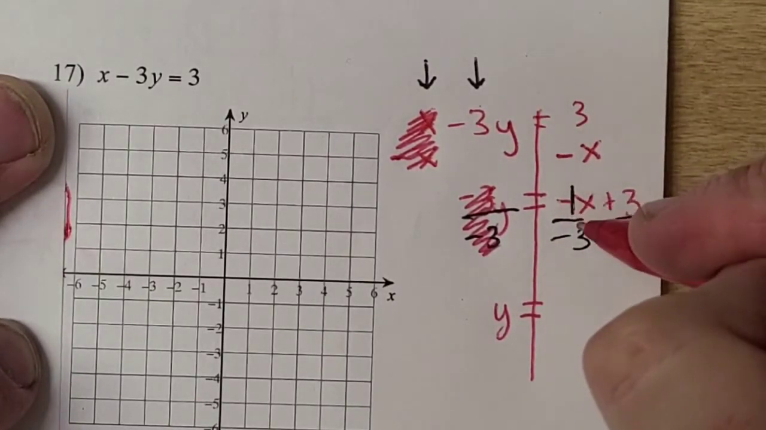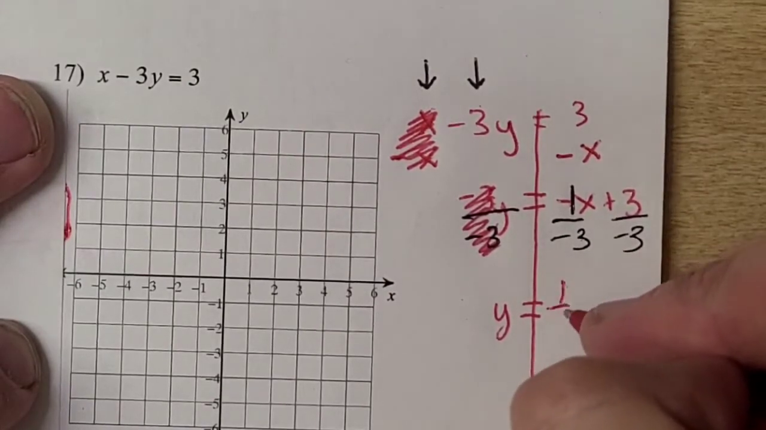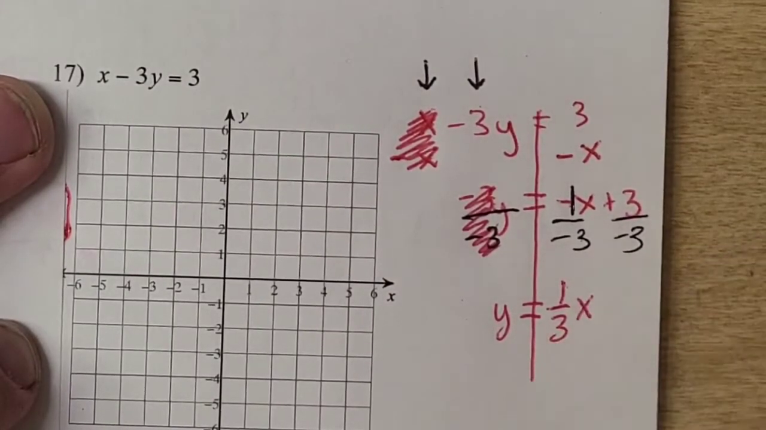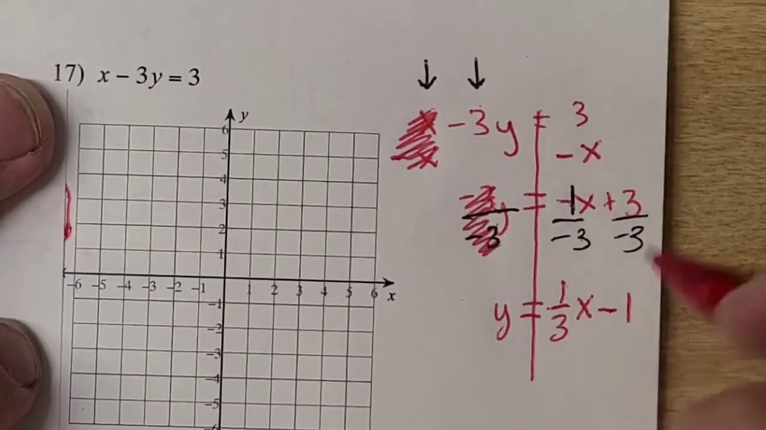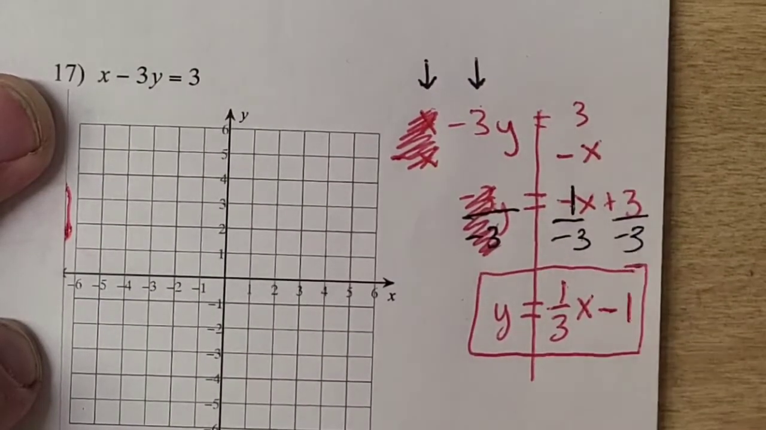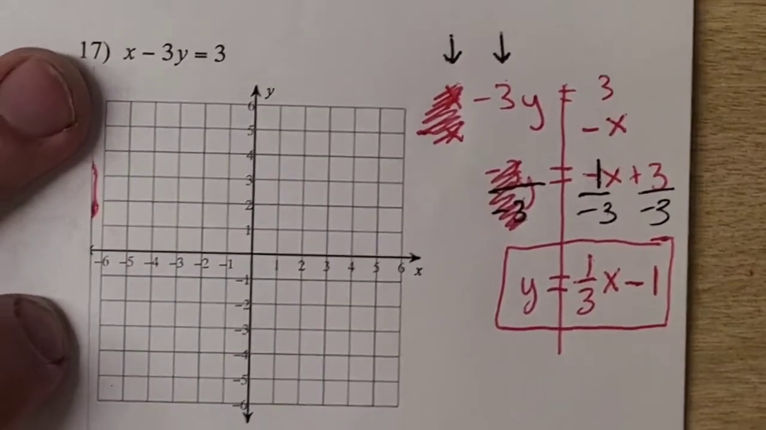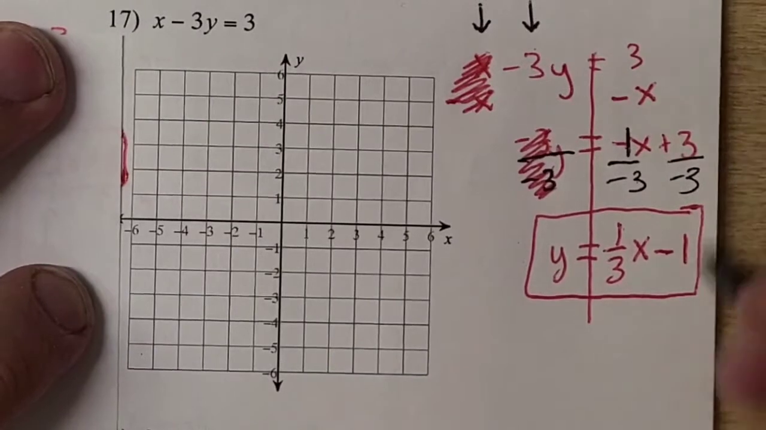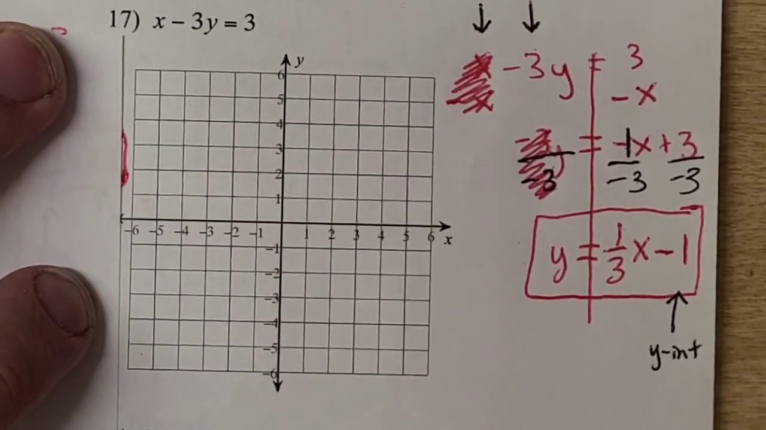So negative 1 divided by negative 3. Well, 2 negatives makes a positive, but I'm going to leave the 1 over 3 as a fraction. Because we like fractions. That's slope, right? And 3 divided by negative 3 is a negative 1. And this is what that looks like in slope-intercept form. Now I just need to graph it. So I'm going to start with my y-intercept, which is -1.